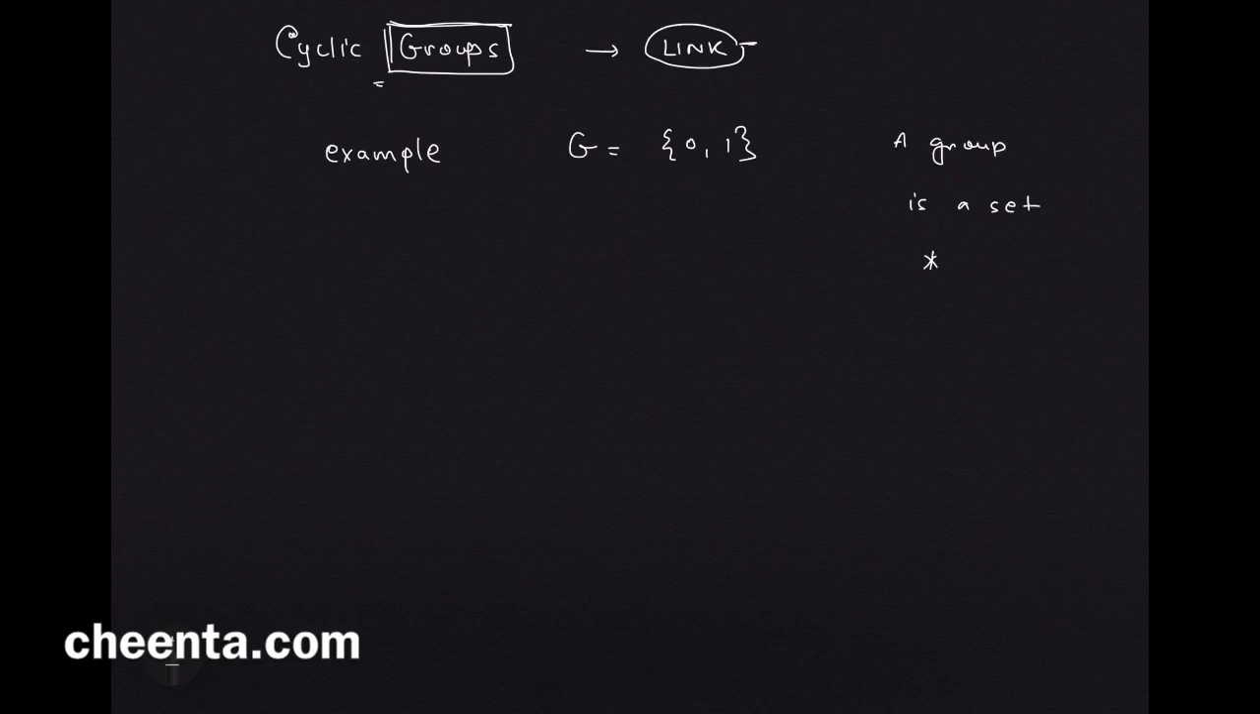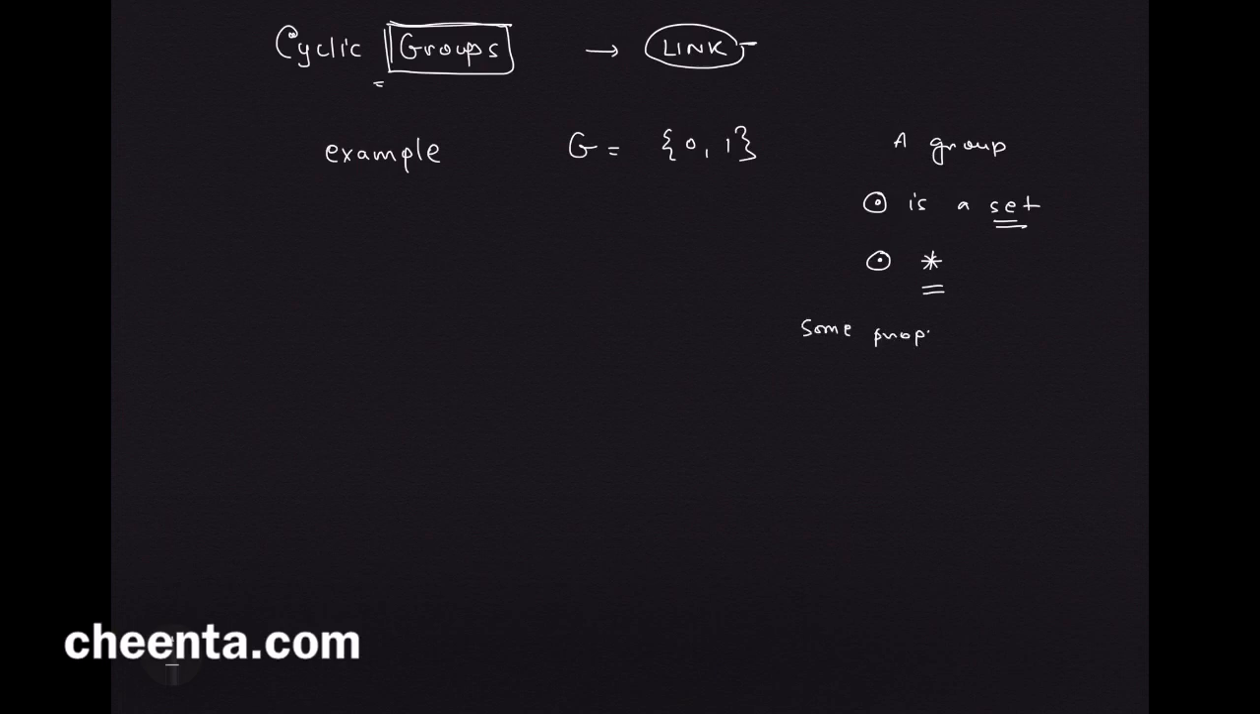Cyclic groups are very simple objects. I'll start with an example. The simplest example is the set {0, 1}. If you remember from the past lessons, a group is first a set, and then there should be an operation, let's call it star. So a set and an operation such that these two together have some properties.